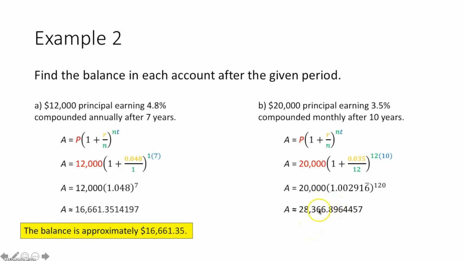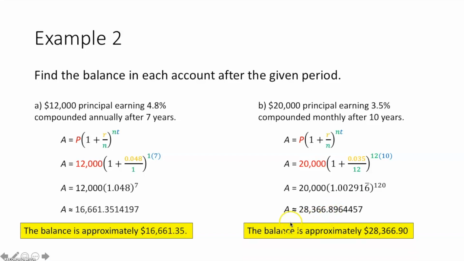Now that I have this, I'm going to round it to the nearest 100th. So the number after this is a 6. So this actually rounds up, which rounds this up. So we end up getting our balance is approximately $28,366.90.